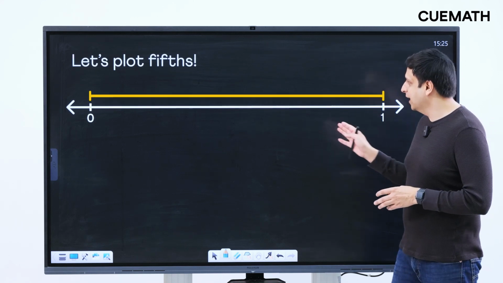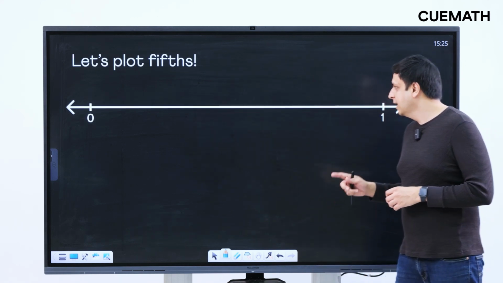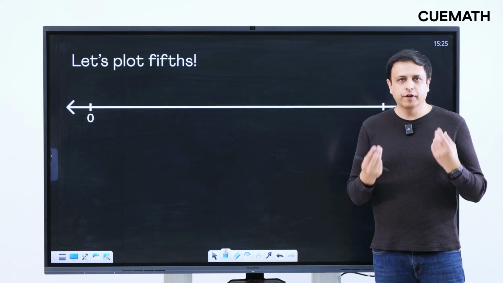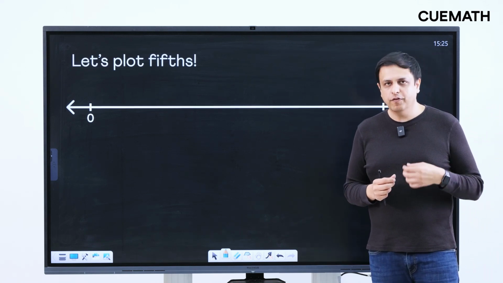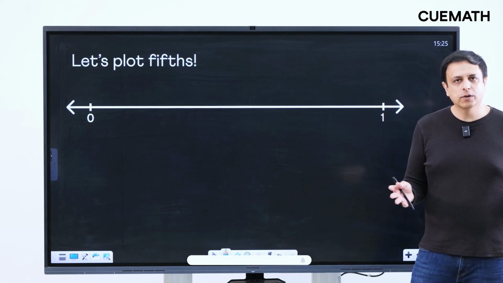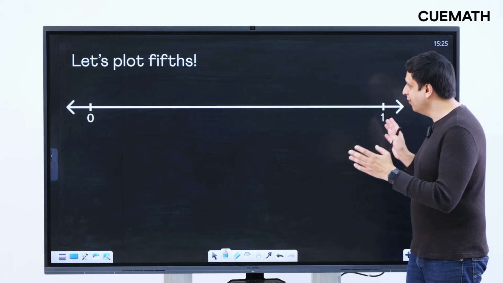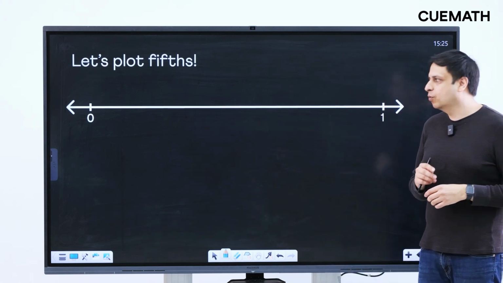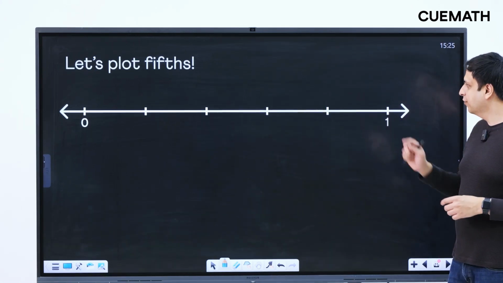So we have this number line, we have 0 on one end and we have 1 at this end, and we have to plot fifths, the fractions 1 over 5, 2 over 5, 3 over 5 and 4 over 5. So how do we do that? Well, for that purpose, we will have to divide this distance from 0 to 1 into 5 equal parts. So I have done that for you here.